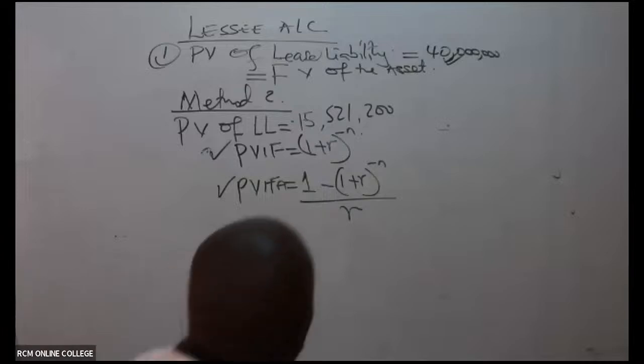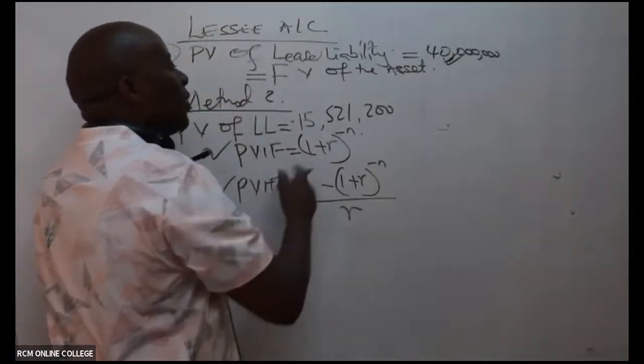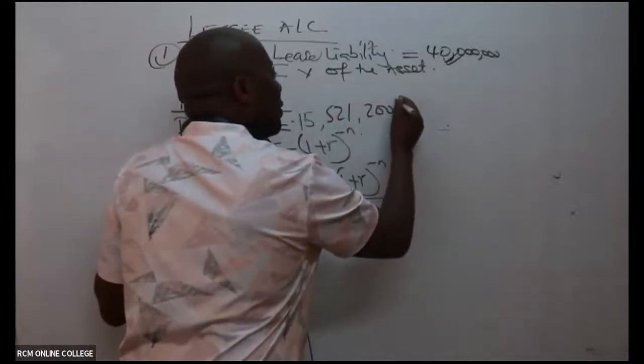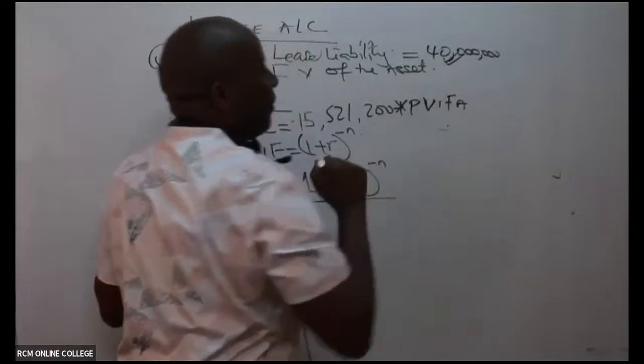And therefore, to get the present value of this lease liability, I will take this annuity amount, and because it is regular, I will multiply it with the PVFA.